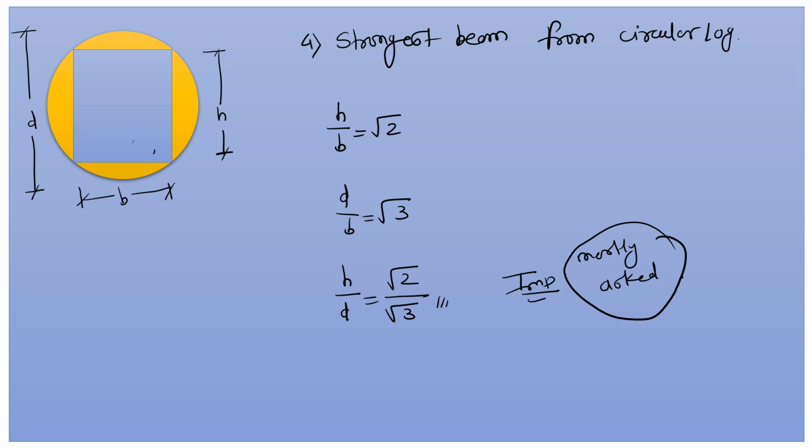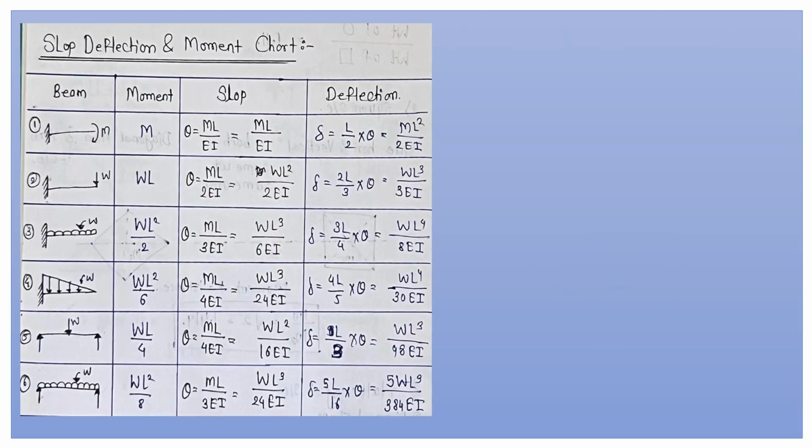Then next is the slope, deflection and movement chart. In that, first is the cantilever beam with UDL, second cantilever beam with point load, third cantilever beam with UDL, fourth cantilever beam with UVL, then fifth is simply supported beam with point load, and sixth is simply supported beam with UDL.